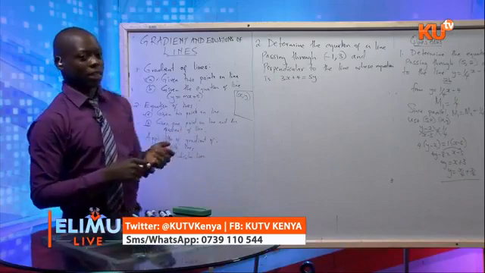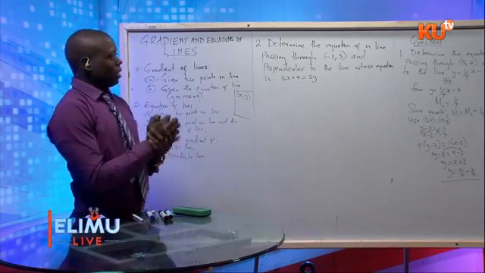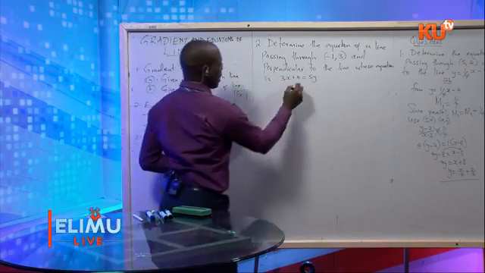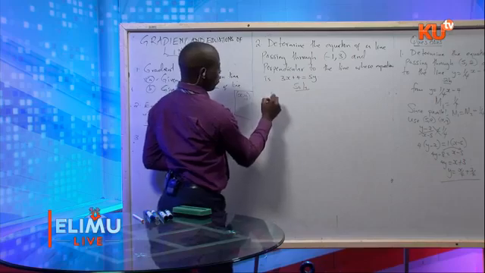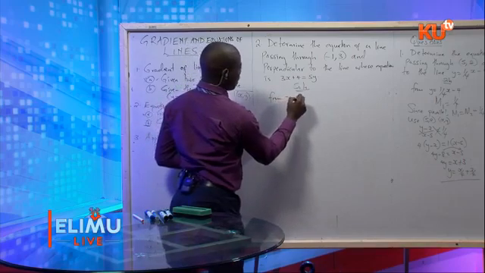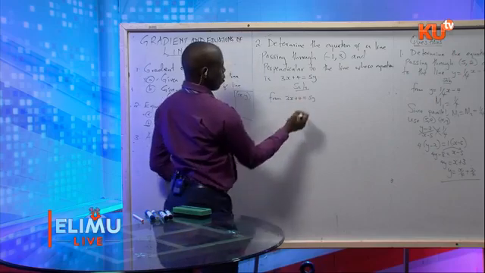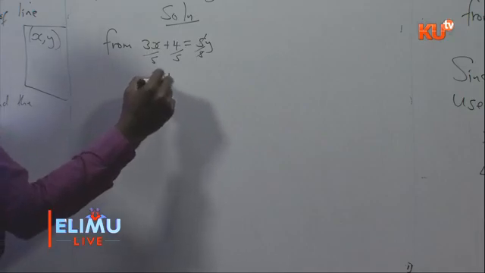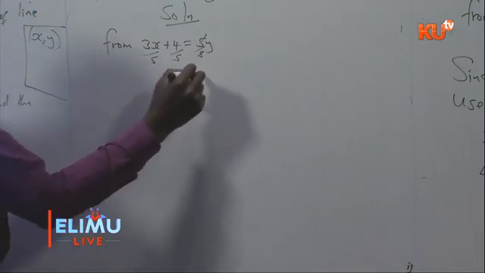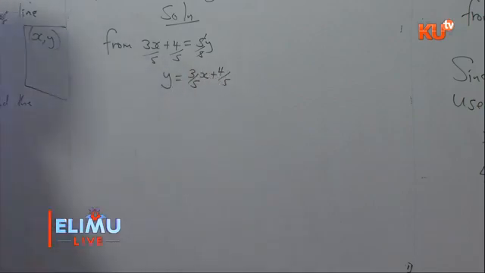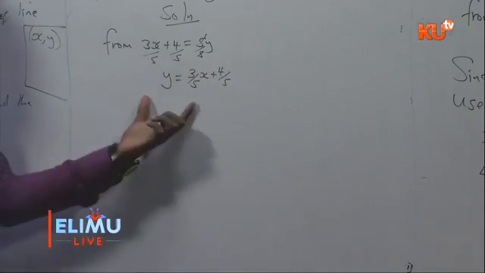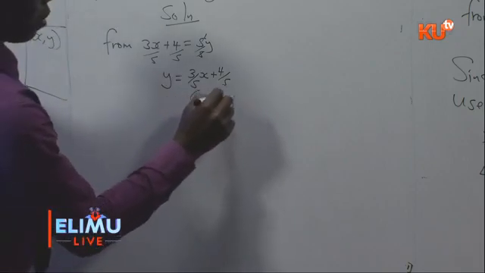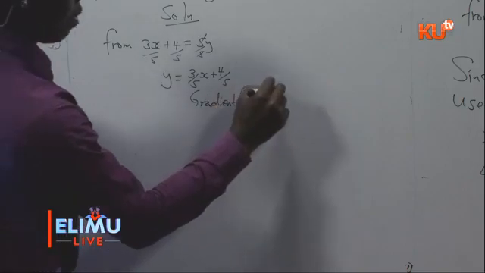We've rearranged the equation. So what you need to do, again, start from the given equation and obtain the gradient. From the equation 3x + 4 = 5y, we'll divide by 5, so that this cancels out. So it means y = 3/5 x + 4/5. So what's the gradient? The gradient is 3/5. Our gradient here, which is now our m1, is 3/5.